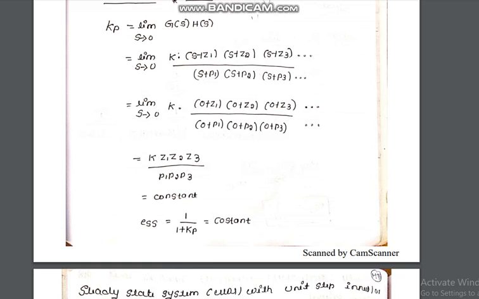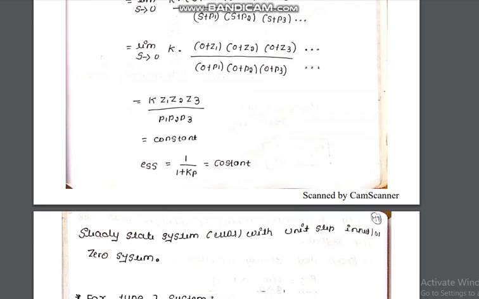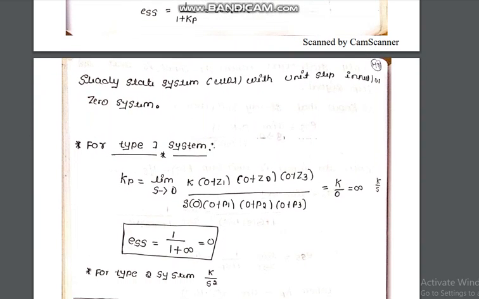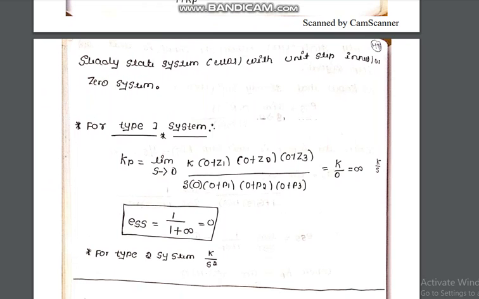So ESS is equal to 1 divided by 1 plus Kp, which is equal to a constant. For a type 0 system, the steady state error ESS will be constant. In the previous discussion, we told that for a type 0 system, the steady state error will be constant if the input is a unit step input. Now we proved that here.